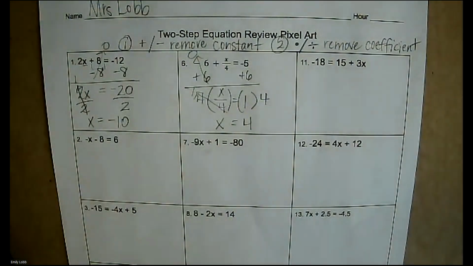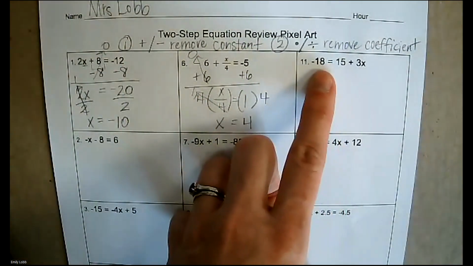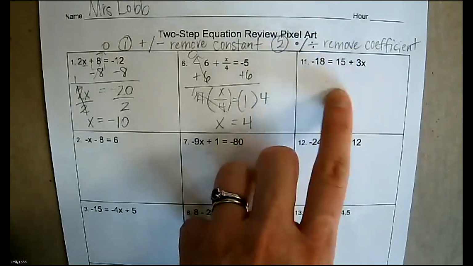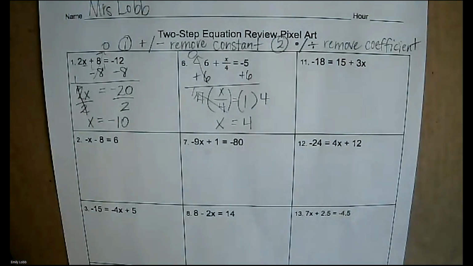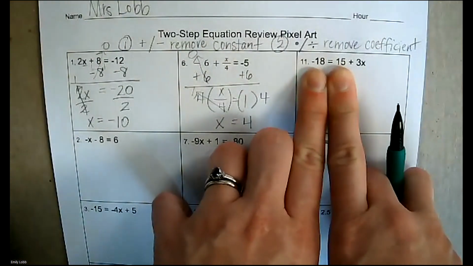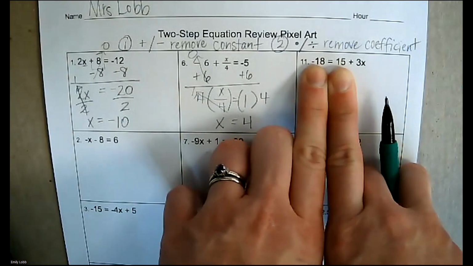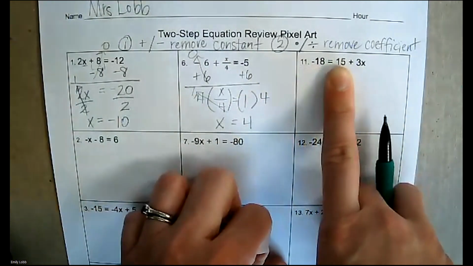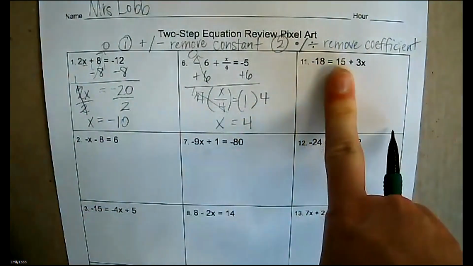Now I like these 3 because it kind of moves x around on you, right? 11, where is my constant that's connected to the x? Which constant is connected to the x? I have two constants, right? I have a -18 and a 15. They're both numbers by themselves. But I don't need to get rid of this -18. I need to get the x by itself. So I have to get rid of the constant that's on the side of the x.